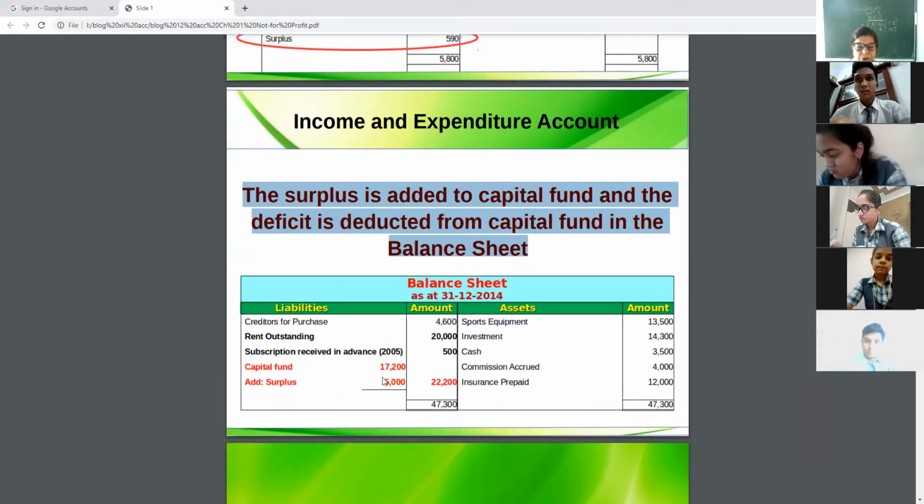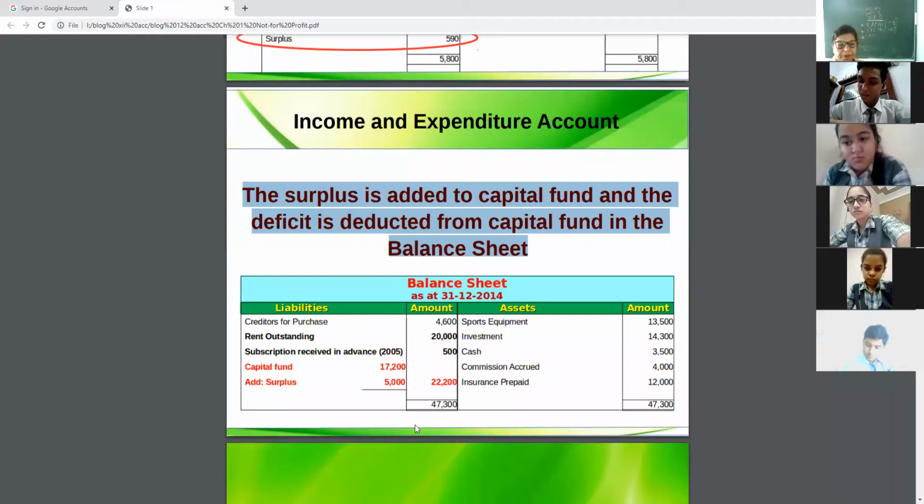This balance sheet I showed you just to see how the surplus will be added. Not a new thing. In class 11, you are aware of that. All the profits will be added to the capital and all the losses will be subtracted. This is the format of the balance sheet, same as class 11. This side is liabilities. This side is assets. The totals of both sides will be the same.